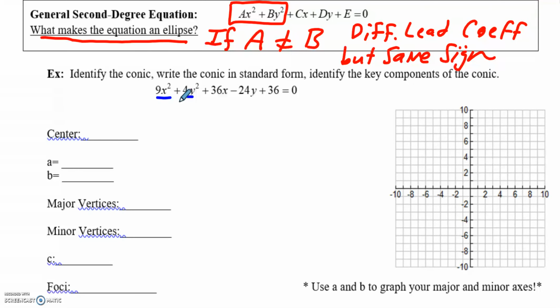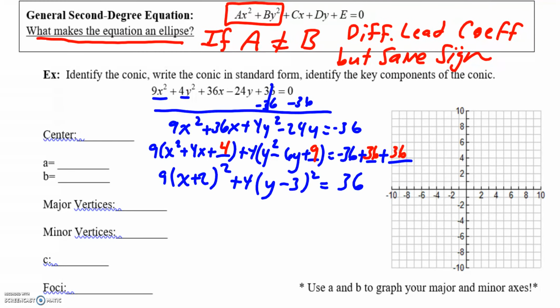All right, guys, so first I subtracted the 36. I got my x's together, got my y's together, took out a GCF of 9, completed the square, and got 9 times (x plus 2) squared, took out a 4, completed the square, 4 times (y minus 3) squared, added these terms on this side by distributive here, and I ended up with 36 on the right side.